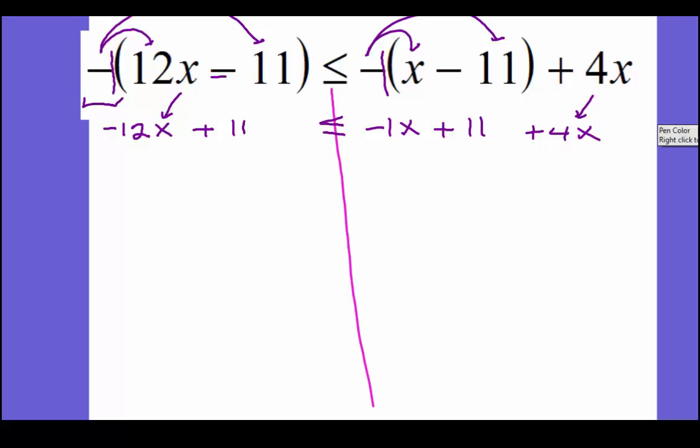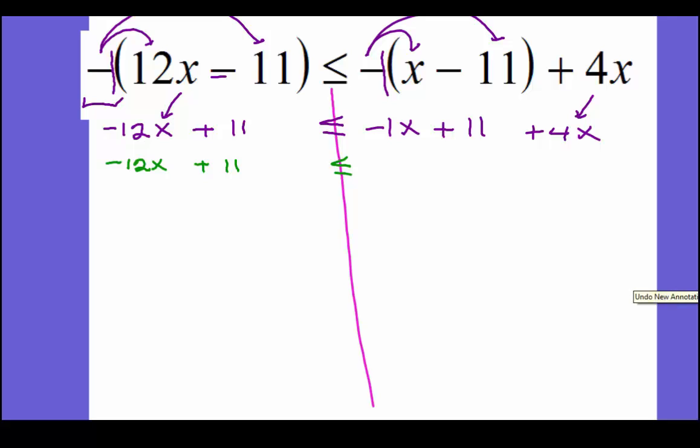Alright, next, on the left side of this equation we have negative 12x plus 11, which are not the same term, so we're just going to rewrite this. Plus 11. The reason I'm rewriting this is because I have to clean up the right side a little bit, okay?